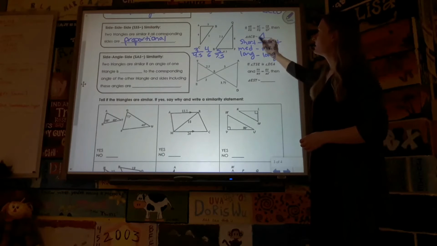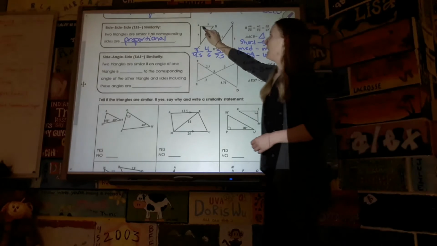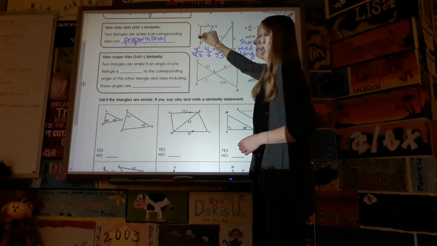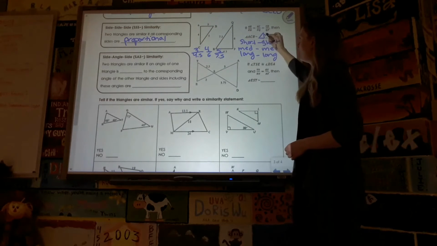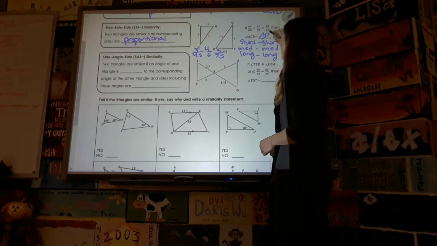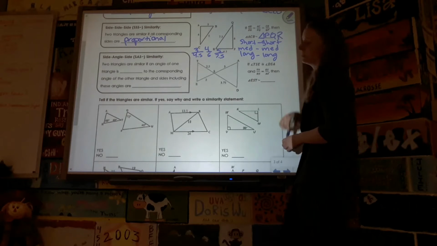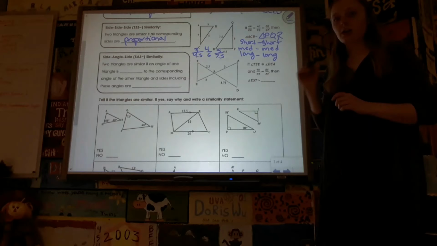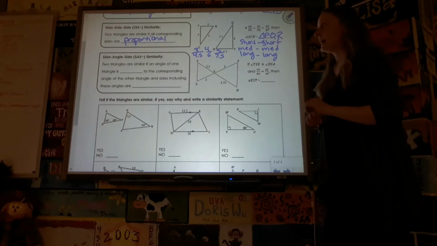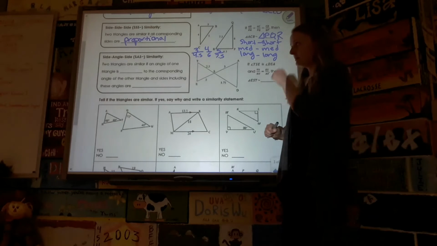And so the similarity statement for this one: A, which is this corner between the short and the medium, corresponds to P, C corresponds to Q, and B corresponds to R. So that's how you would get the similarity statement for those triangles. Lastly, we have side angle side similarity.